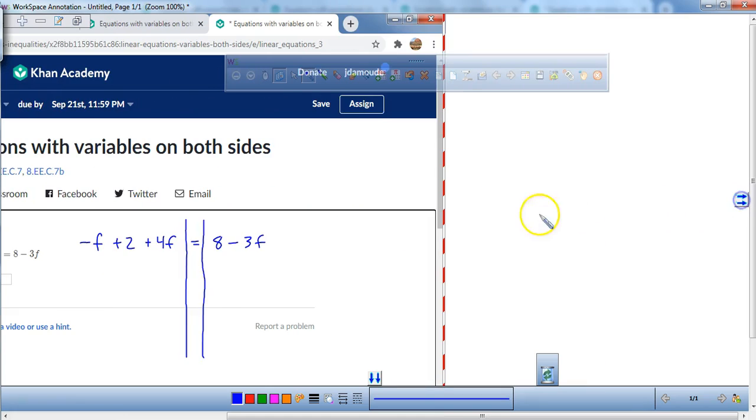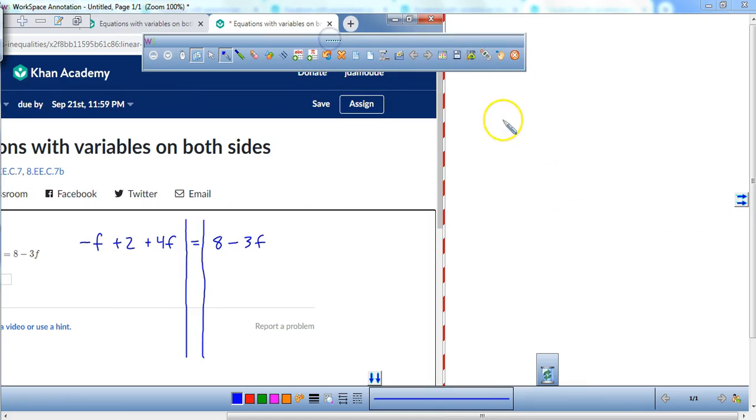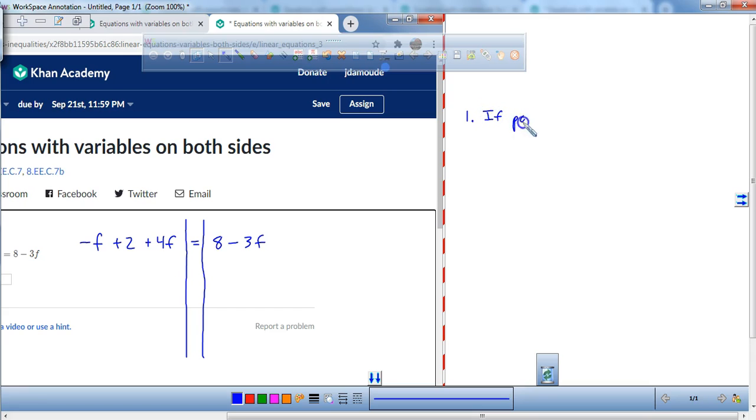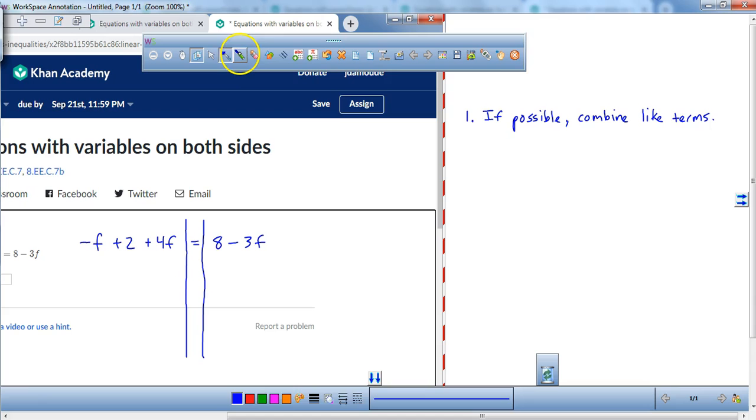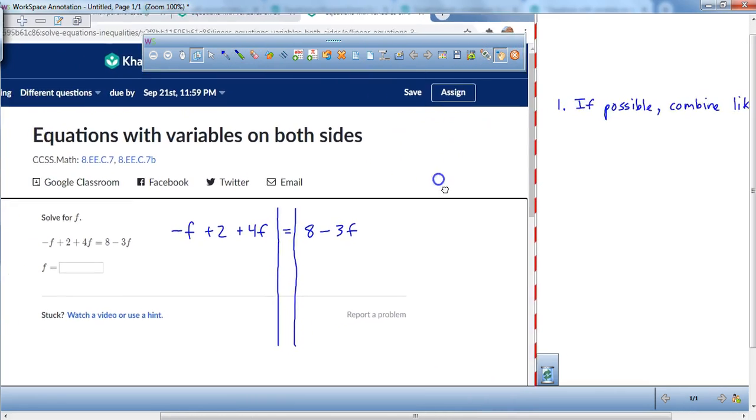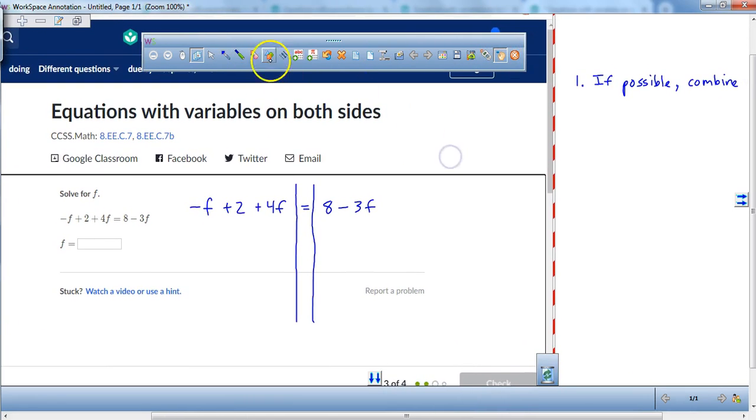We're going to write some steps down here. You guys can write this down. So step 1, what I like to do is I search on both sides and I ask myself this question: can I combine like terms? So put, if possible, because sometimes it's not possible. If possible, combine like terms. Alright, so let's look and see if there's any terms that are alike.